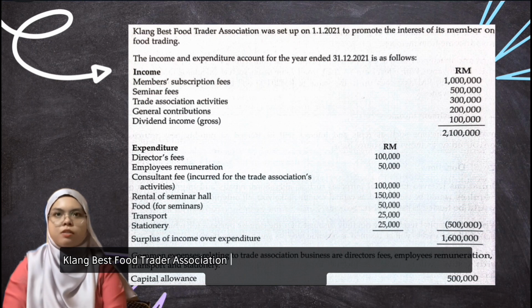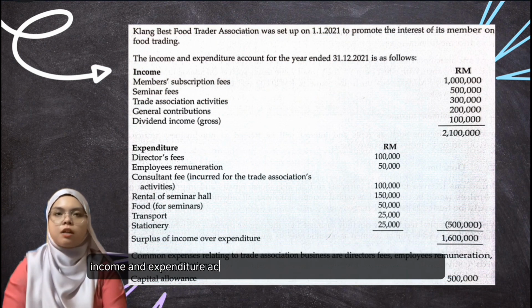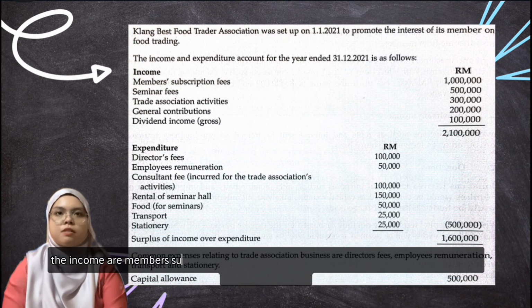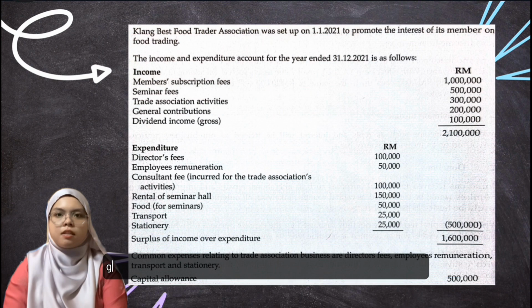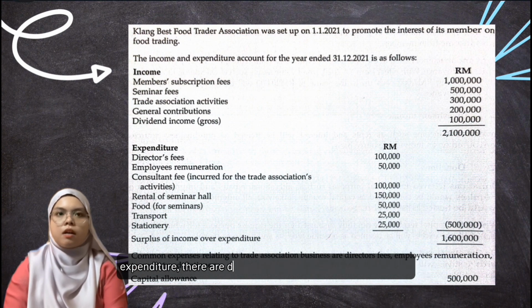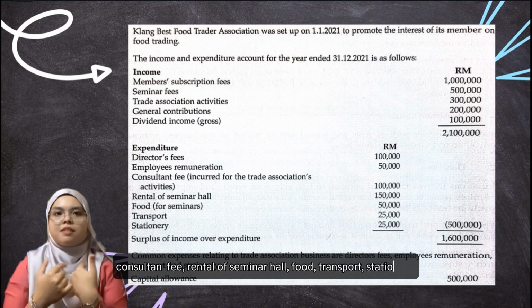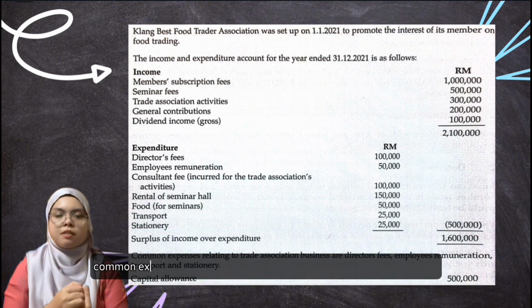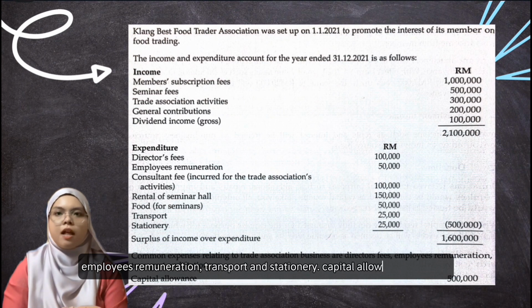Gelang Best Food Trader Association was set up on 1st January 2021 to promote the interest of its members in food trading. The income and expenditure account for the year ended 31st December 2021 is as follows. The income are member subscription fee 1 million, seminar fee 500,000, trade association activities 300,000, general contributions 200,000, and dividend income at gross 100,000. Expenditure includes director fee, employees remuneration, consultant fee, rental of seminar hall, food, transport, and stationery, with a surplus of income over expenditure of 1,600,000. Common expenses relating to trade association business are director fee, employees remuneration, transport and stationery, and capital allowance 500,000.